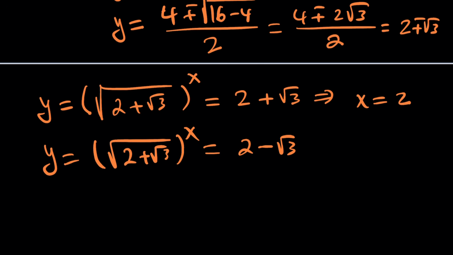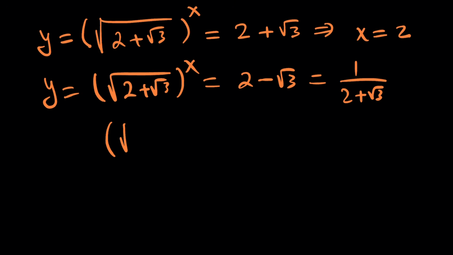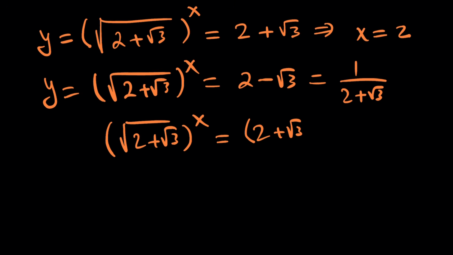But you just got to remember, at this very point, that 2 minus root 3 was the reciprocal of 2 plus root 3. Therefore, we can now write this equation as follows. 1 over 2 plus root 3 can be written as what? 2 plus root 3 to the power.